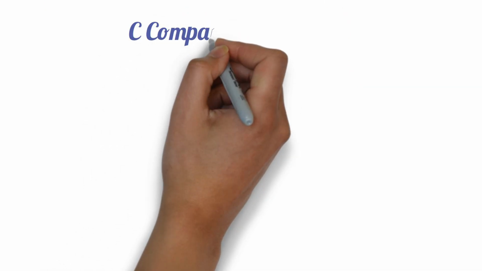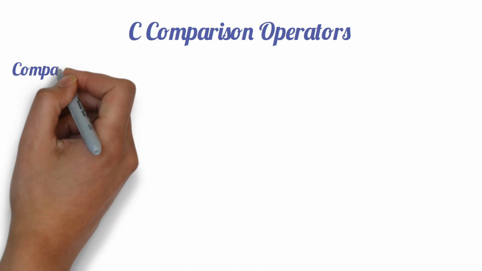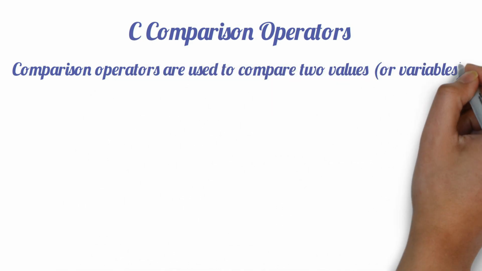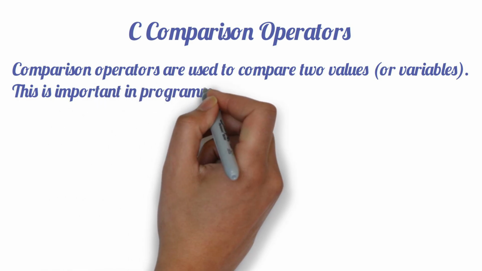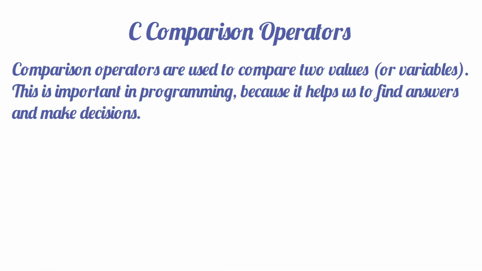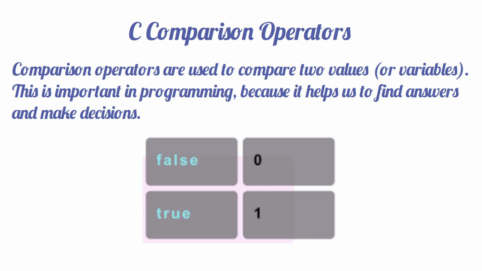Now, we'll see what comparison operators are. Comparison operators are used to compare two values or variables. This is very important in programming because it helps us find answers and make logical decisions. The return value of comparison operators will be either 1 or 0, where 1 means it will be treated as true, and 0 means it will be treated as false. These values in the C programming language are also known as Boolean values.